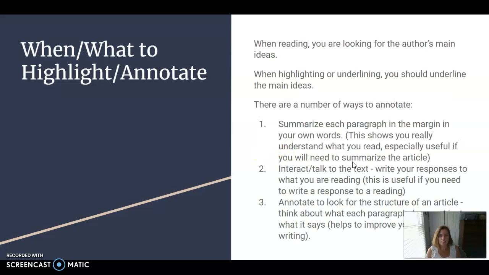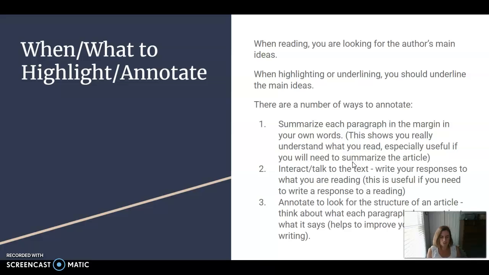Finally, when, what, and how do you highlight? First of all, you're always looking for the author's main idea. In some texts, it's not going to be right there conveniently at the bottom of the first paragraph like we do in academic writing. So you may have to search it out. It might not even be said in one explicit sentence. You might have to, when you're done reading, think about, what was the main idea? What was this source about? One way I tell students to do that is think about, what was the topic of the reading?